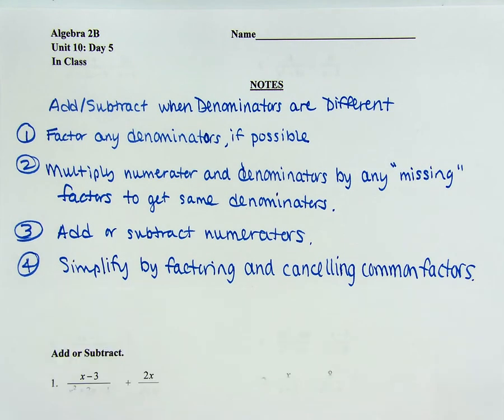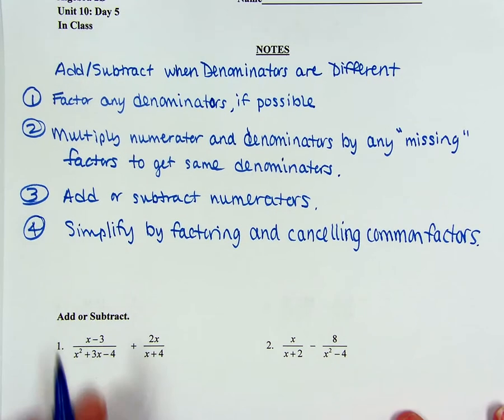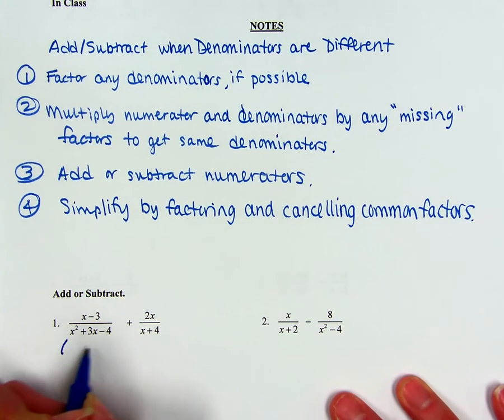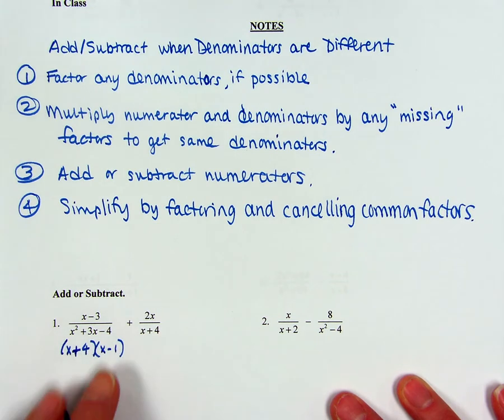All right, so now we're going to go right into the problem. If you notice, all of the denominators are different. Step one is to factor any denominator. This is a quadratic, so that tells me I should be able to factor it. If I look for things that multiply to -4, that add to 3, I've got +4 and -1. So these numbers multiply to -4, but they add to +3. Now I'm not really looking at this denominator anymore. I'm looking at the factored version.